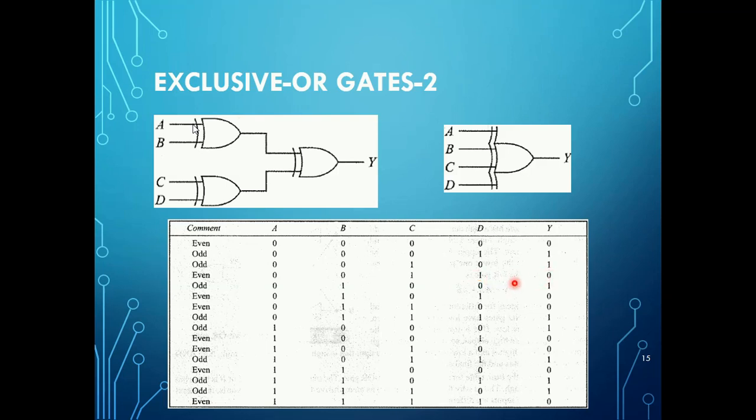Next, if you see 0, 1, 0, 0, how many high inputs? 1. 1 is odd. So that's why output is 1. Next, if you see 0, 1, 0, 1, how many high inputs? It is 2. 2 high inputs. 2 means even. So even means 0. So that is how you have to fill this.